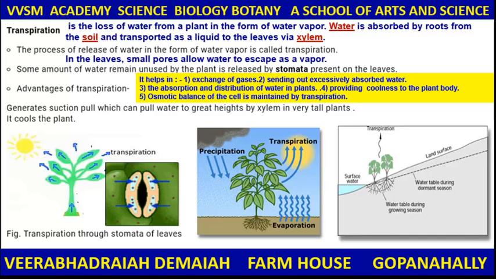The advantages of transpiration are that it helps in exchange of gases, sending out excessively absorbed water, the absorption and distribution of water in plants, and providing coolness to the plant body. Osmotic balance of the cell is maintained by transpiration. It's an important phenomenon in botany classes.